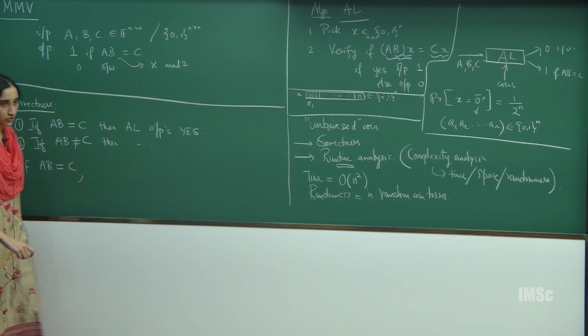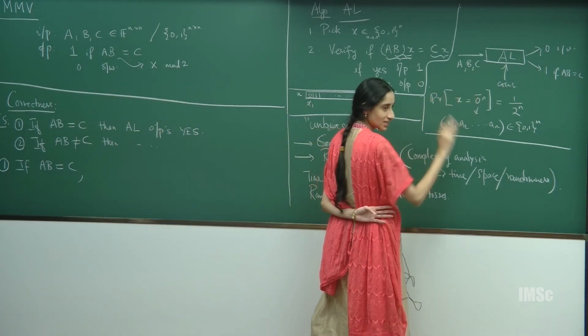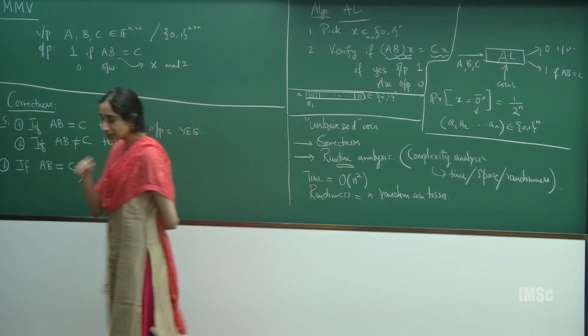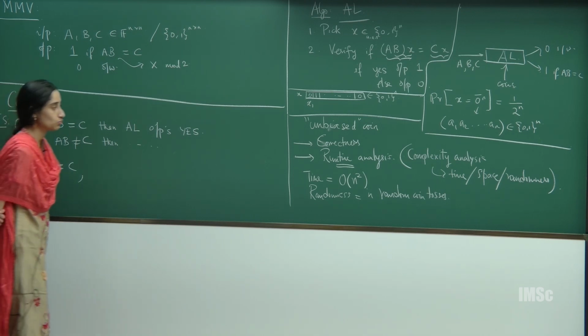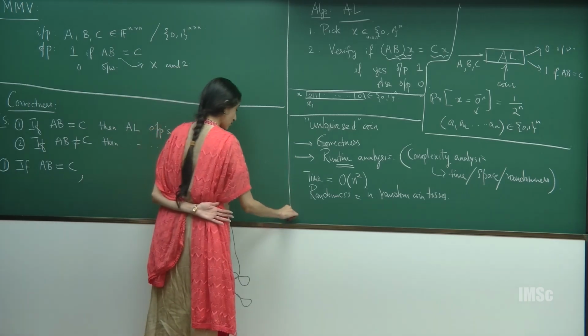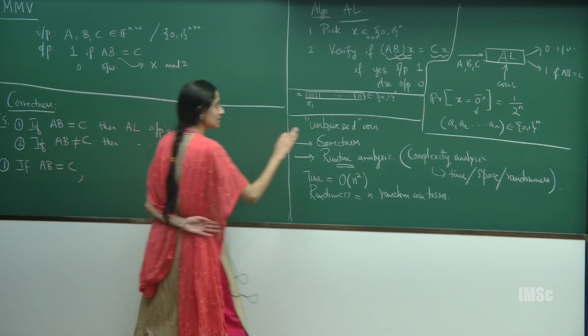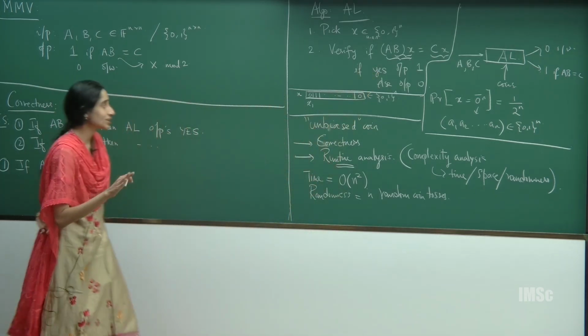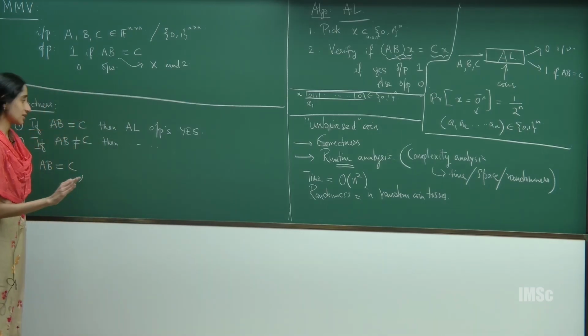So suppose AB is equal to C. The input instance is A, B, C, 3 matrices which are 0, 1 such that the product is actually correct. So how will the algorithm behave? It will pick an X, and it has to verify. So will it be correct? Will it be wrong? For every X we saw, if AB is equal to C, this property is true. No matter what X it is, whether you choose it random or arbitrary, or you can do your favorite things there, right?